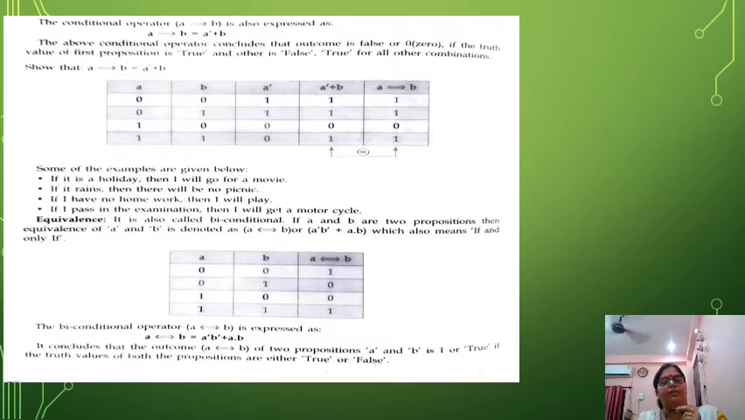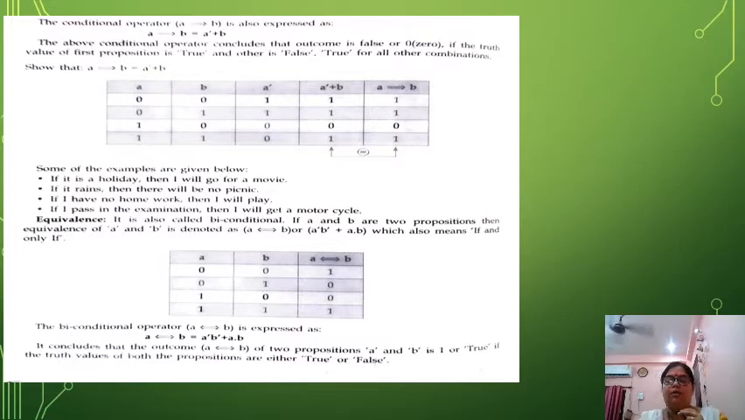Now equivalence, what is equivalence? It is also called biconditional. If A and B are both propositions, then the equivalence of A and B is denoted by this double arrow sign. It can be described as A naught B naught plus A dot B, which also means if and only if.